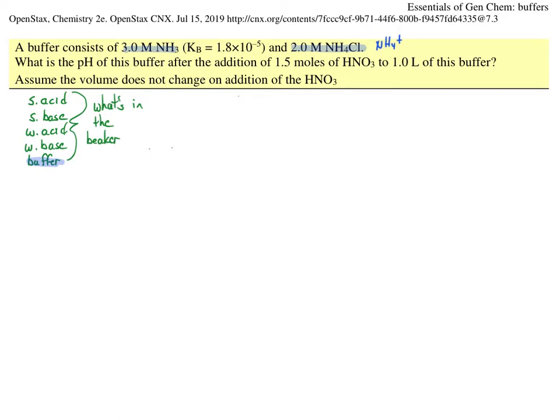So we're going to solve this in the same way. We'll calculate our initial moles of our weak base and our conjugate acid, determine our new concentrations after the buffer has absorbed this amount of our acid, and then we can calculate our final pH using the Henderson-Hasselbalch.